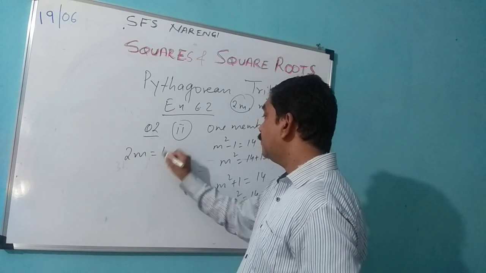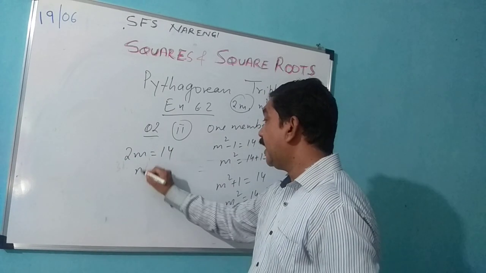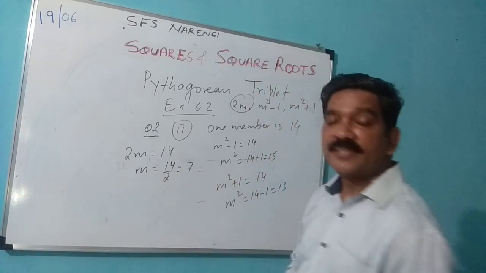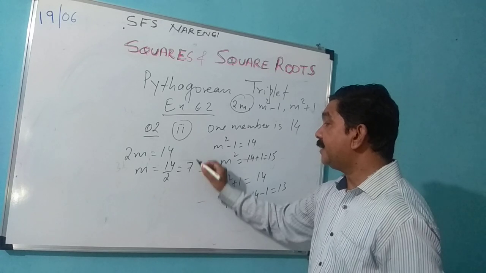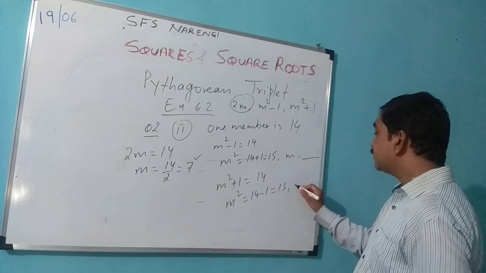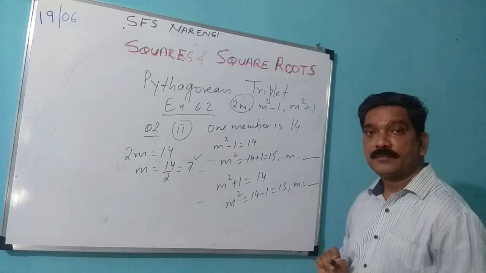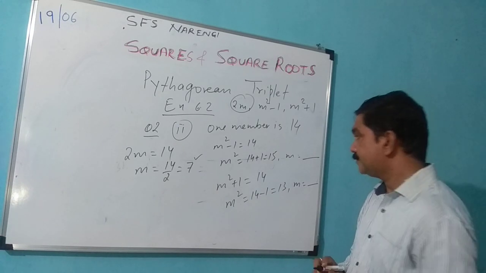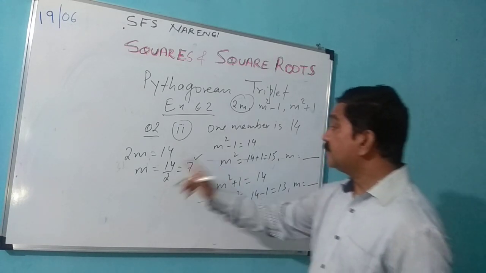2m is equal to 14. So what will I get? m is equal to 14 divided by 2, that is equal to 7. Yes, it is possible, because we are directly getting m equal to 7. But in the other two cases we are not getting m directly. Clear? So what is the possible value of m?